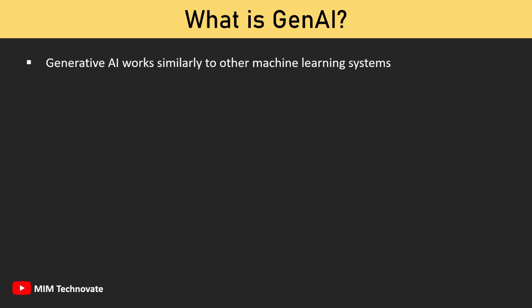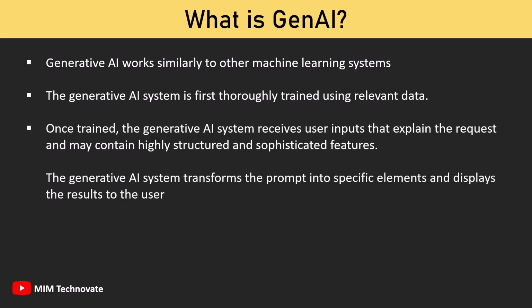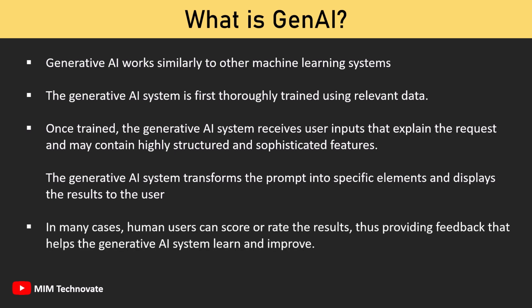Generative AI works similarly to other machine learning systems. The generative AI system is first thoroughly trained using relevant data. Once trained, the generative AI system receives user inputs that explain the request and may contain highly structured and sophisticated features. The generative AI system transforms the prompt into specific elements and displays the results to the user. In many cases, human users can score or rate the results, thus providing feedback that helps the generative AI system learn and improve.